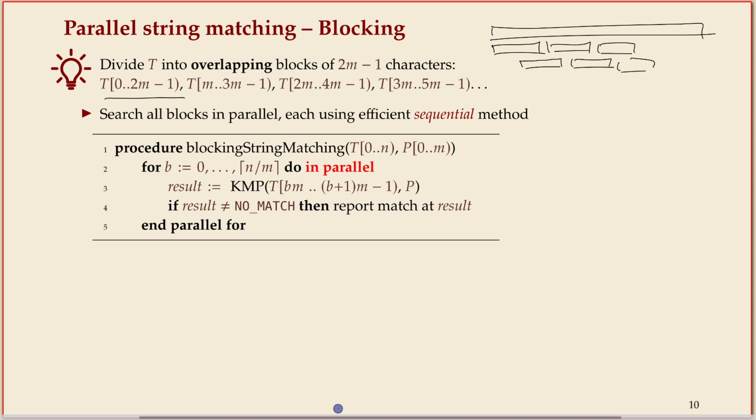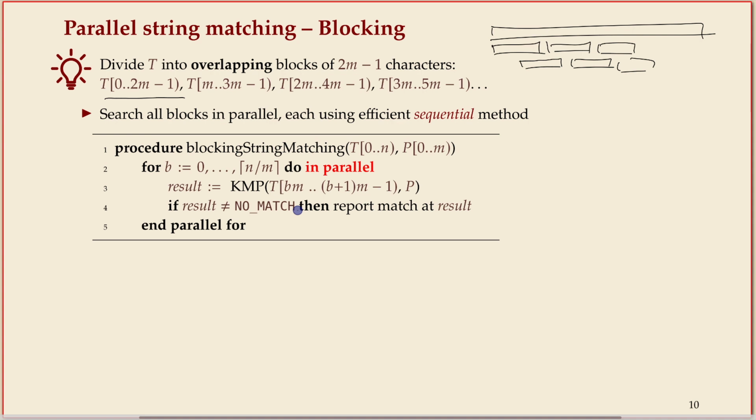But then for each of the blocks, we again do things in parallel. In each block, we use a fancy method that we've learned about before. We call our KMP algorithm on just the little block of the text and the pattern, and we return whatever that returns.